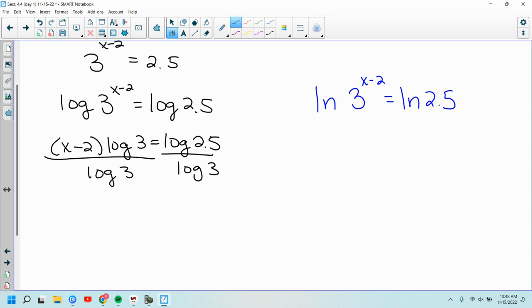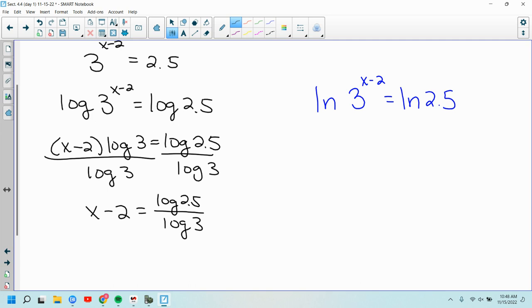Now, I'm not going to put anything in my calculator yet or figure anything out because I don't want to round off. Log of 2.5 divided by log of 3. So again, you cannot make this a subtraction problem. You've got to leave that.